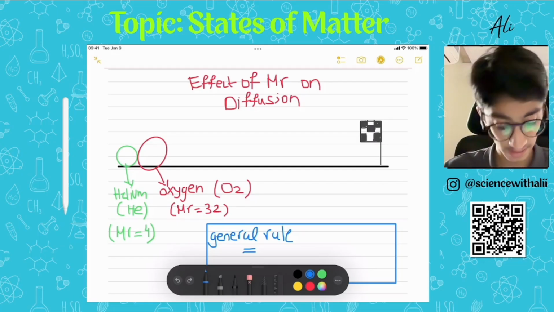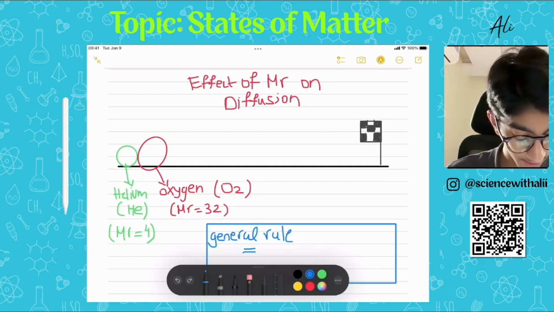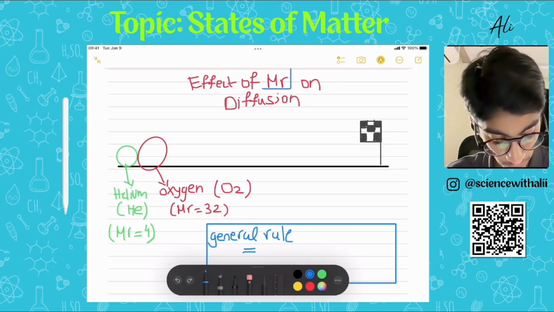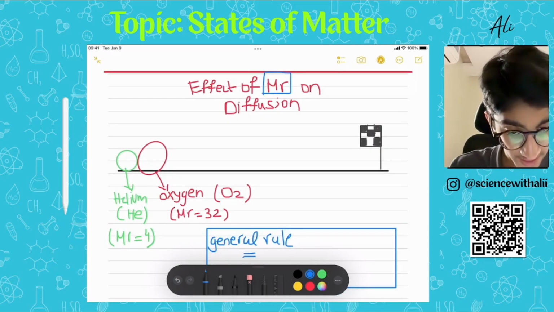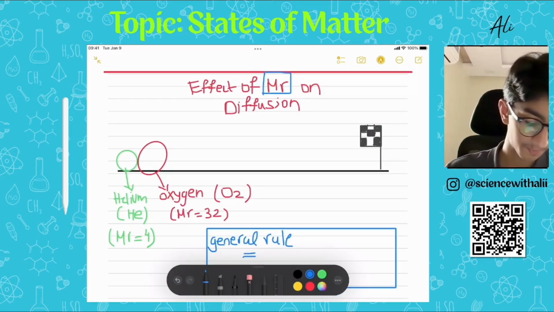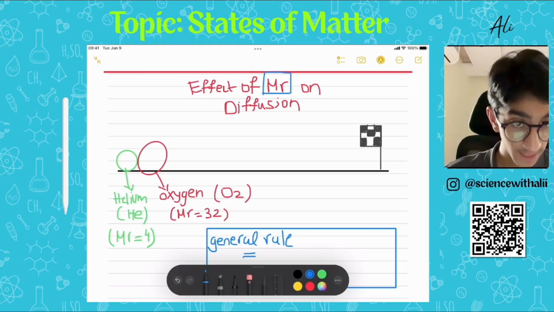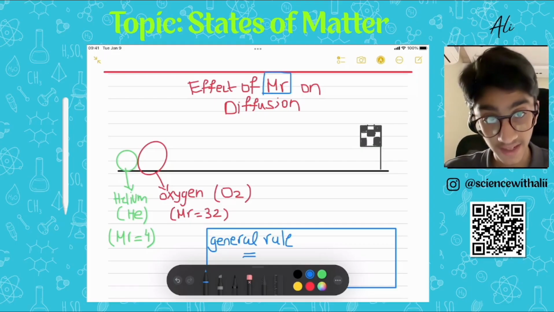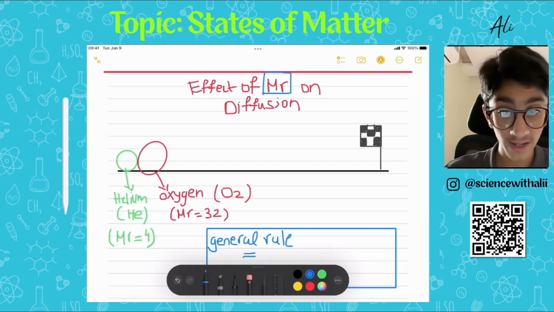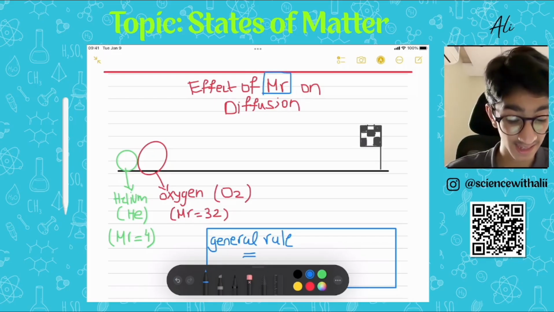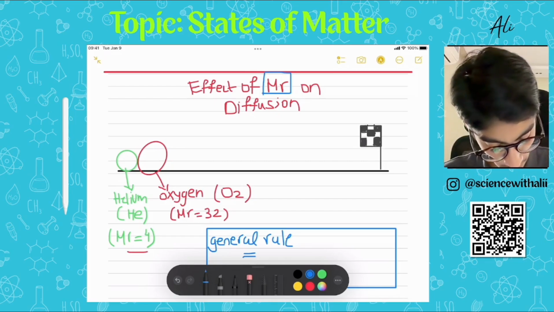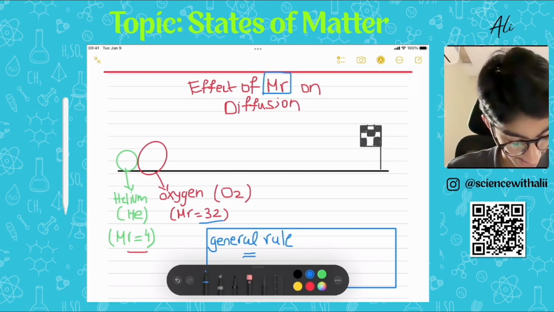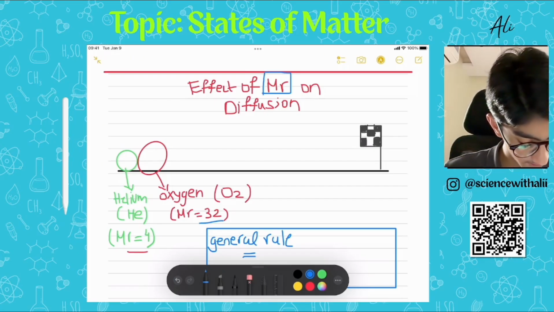In the same case, in our periodic table there is something called MR. It stands for molecular mass. So if a gas has more MR, it is heavier, meaning that heavier gas particles are able to move slower and will cover lesser distances than lighter ones. For example, helium has an MR of 4 and oxygen has an MR of 32. So obviously oxygen will take more time to reach the finish line, which I've drawn over here.